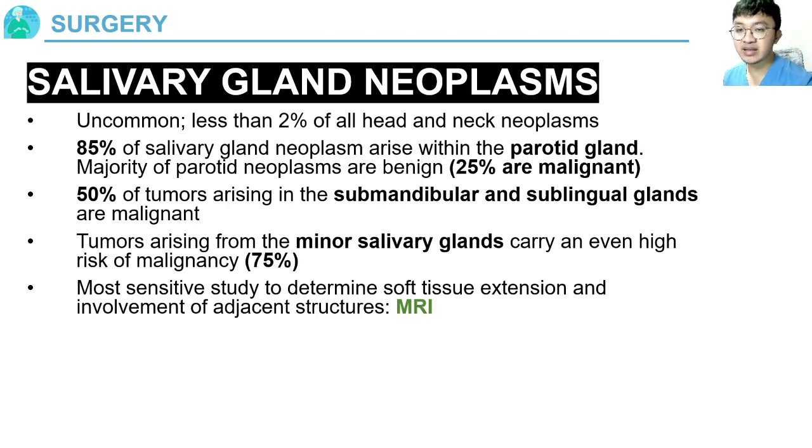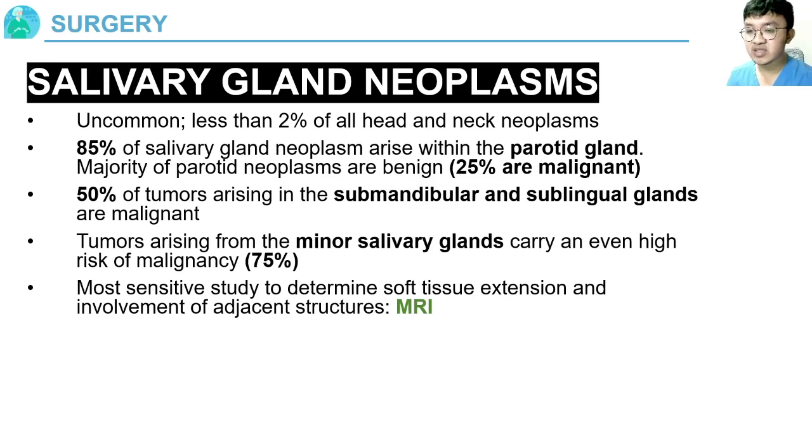85% arise within the parotid gland. Okay? Majority of parotid neoplasms are benign. Right? Again, most commonly, your salivary gland neoplasms develop in the parotid gland. Unfortunately, those majority of your parotid neoplasms are actually benign. So only 25% are malignant. 50% of tumors in the submandibular and sublingual glands, however, are malignant, while 75% in the minor salivary glands are malignant. So the less common you go in salivary gland neoplasms, more common parotid, less common minor salivary glands, the more chances of malignancy you have. So minor salivary glands, you have a higher risk of malignancy as compared to parotid glands.